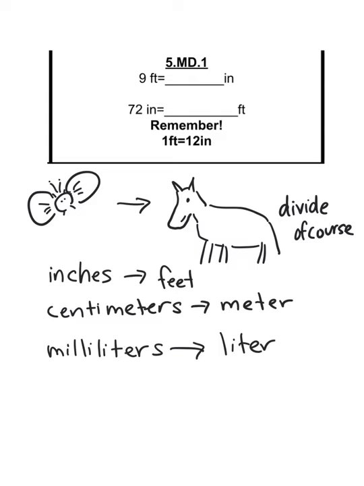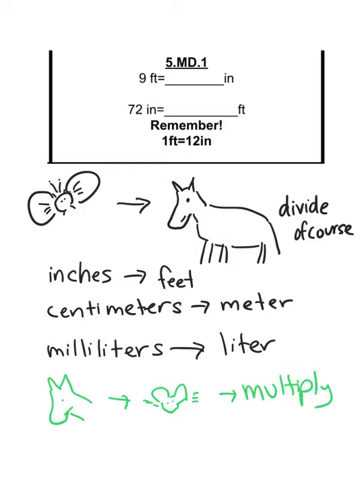On the other hand, if you're taking a larger unit of measurement and converting it to a smaller unit of measurement, then you would multiply. So in that case, we would say horse to fly, multiply. This is a fly, obviously. Bzz, bzz, bzz.